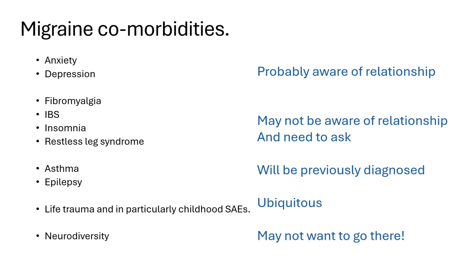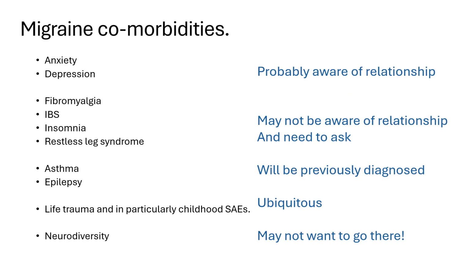You're probably aware of the fact that they have anxiety and depression, highly comorbid with migraine. They're on antidepressants already. There are other problems that you may not be aware of the relationship with migraine. You just need to ask about these, in particular insomnia and often restless leg syndrome, which exacerbates the insomnia. There are diseases that will be more comorbid that hopefully you will already be aware of and have previously diagnosed.